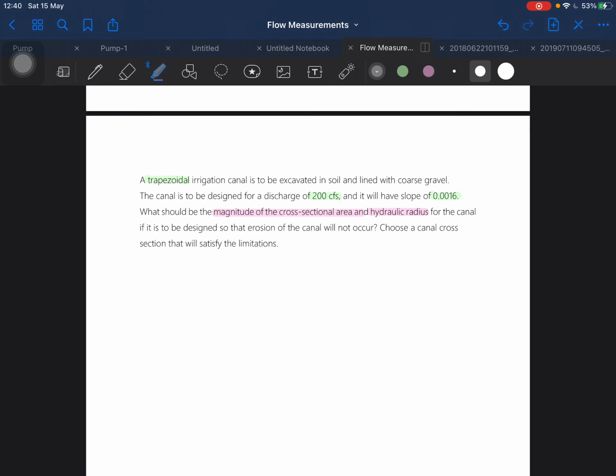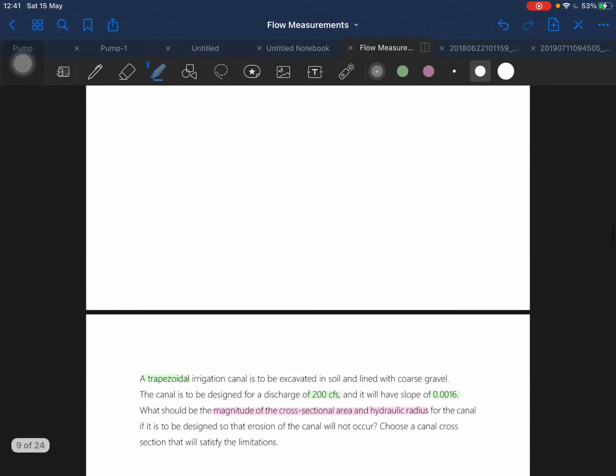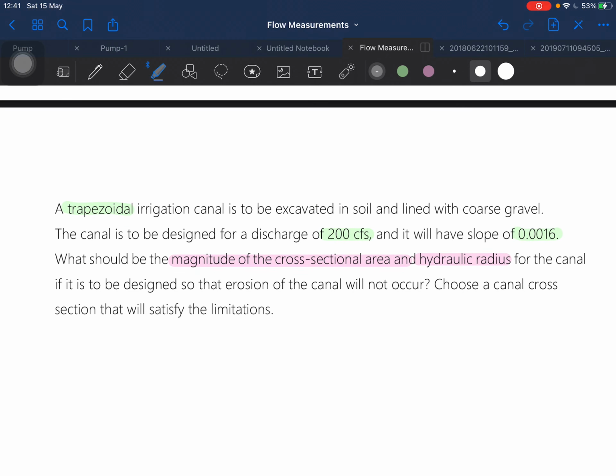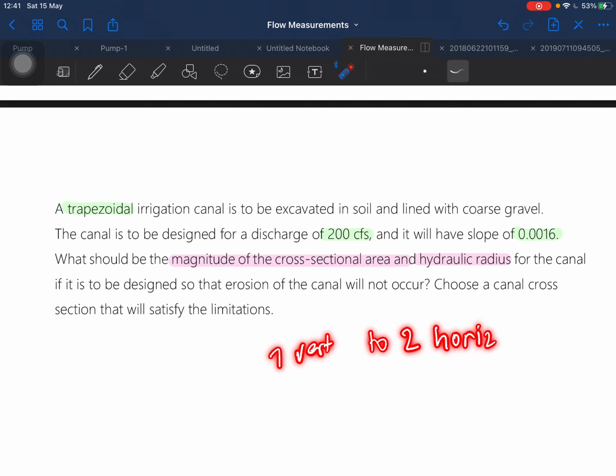Did I even miss that one for you? I guess I just read this one out loud. Really? Was I hallucinating? I read something like 1 vertical to 2 horizontal, but now I cannot find it in this one.